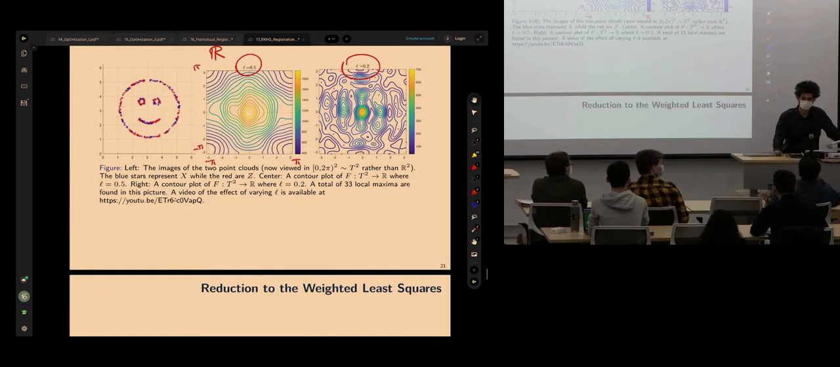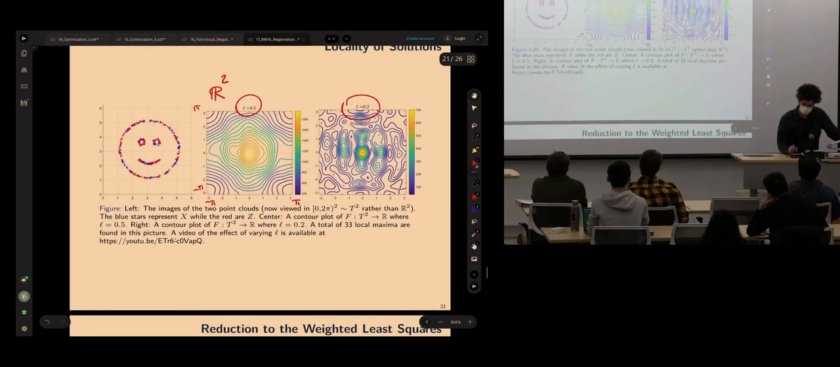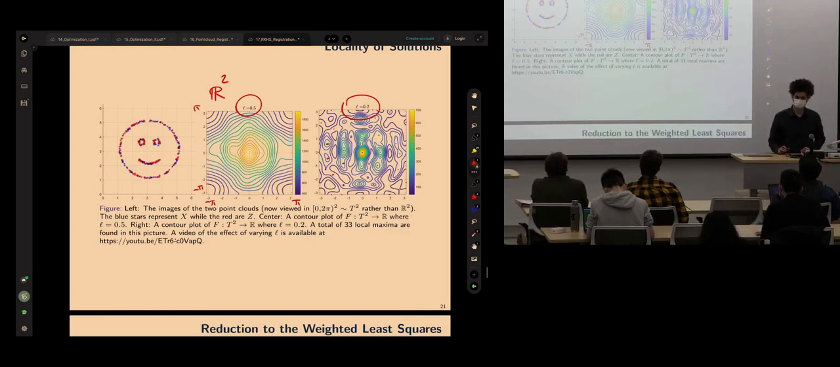Here the red dots are key points. These are different local maxima. There's a function in MATLAB that gives you all the local maxima of the surface.